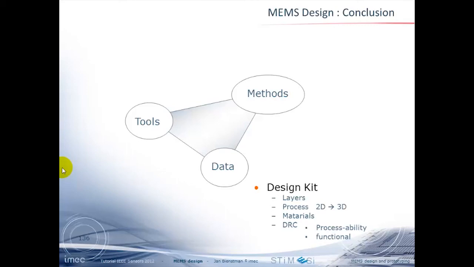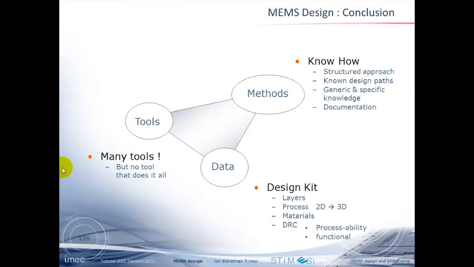I want to conclude. The data is typically in the design kit. There are many tools, but no tool can do it all. And the methods, that actually is the important thing. Sometimes you need to develop a kind of structured approach. And one of the things is known design paths. So it's very difficult to predict how long it will take to get something ready, because you spend most of the time first in path finding.